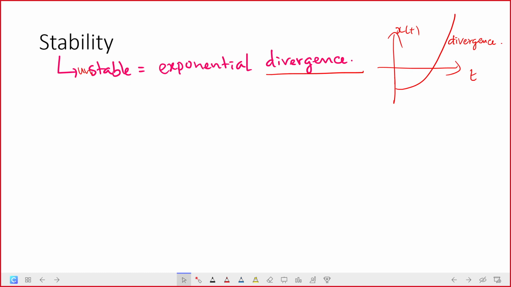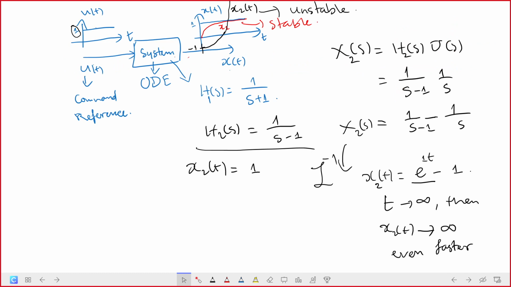Any question? So the explanation of both stable and unstable system is here. Well, if no question, then you can have a break for 15 minutes.